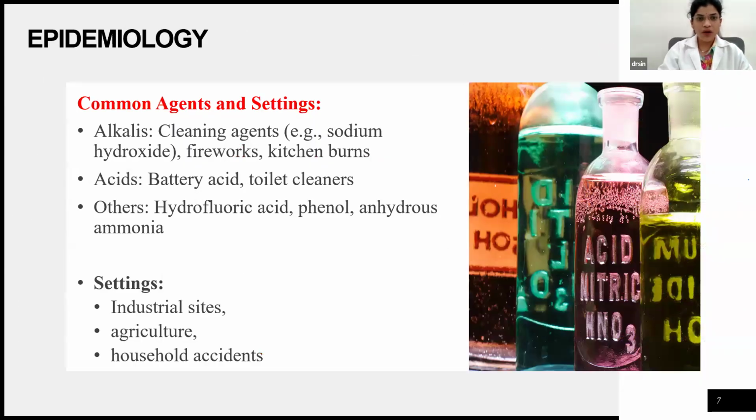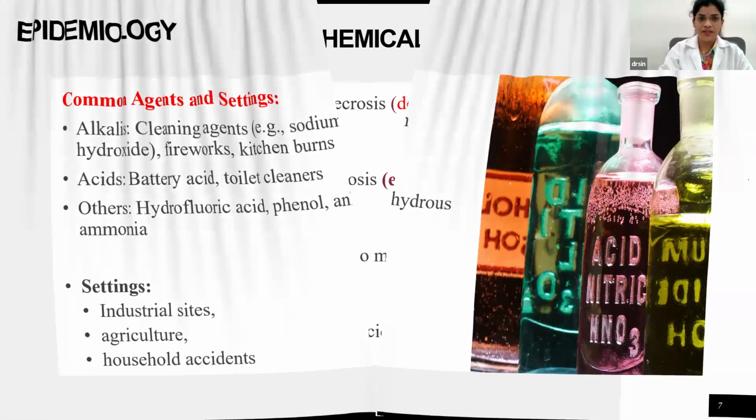Coming to the epidemiology, the common agents we encounter are in the category of alkalis: cleaning agents like sodium hydroxide, fireworks, and kitchen burns are also due to alkalis. Acids are encountered in battery acid, toilet cleaners, etc. Other important substances that we commonly encounter are hydrofluoric acid, phenol, and anhydrous ammonia. The settings can be industrial sites, agriculture, or household accidents.